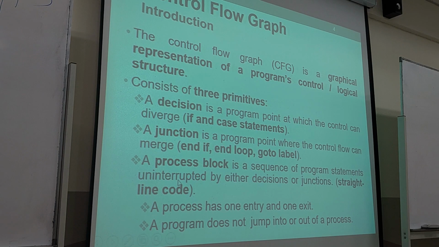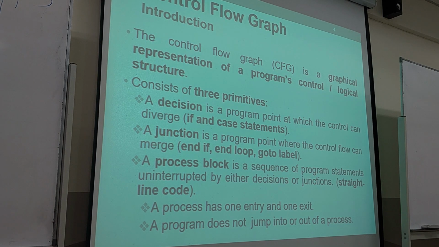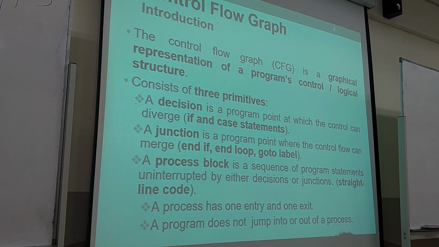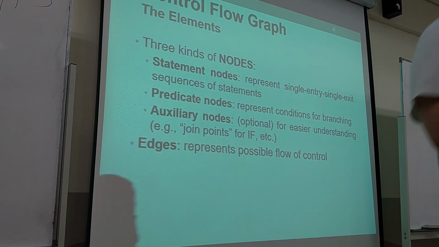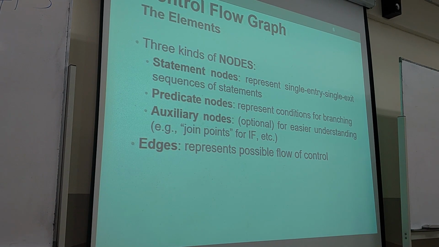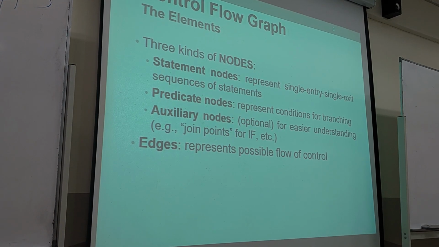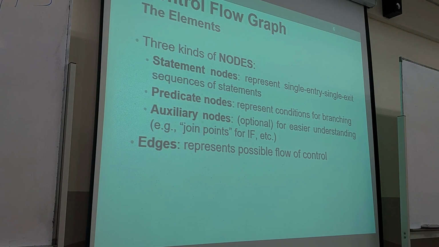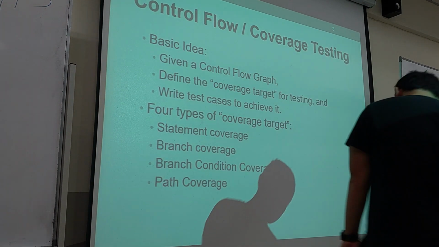So whenever we want to draw the control flow graph, we need to check on these three primitives, where we try not to combine them. We don't combine decision with junction with process block. I have discussed this. This is similar to the three primitives, but it is actually three different kinds of nodes: statement nodes, predicate nodes, and then the optional part. Edges are the arrow lines, which show the flow of the program.